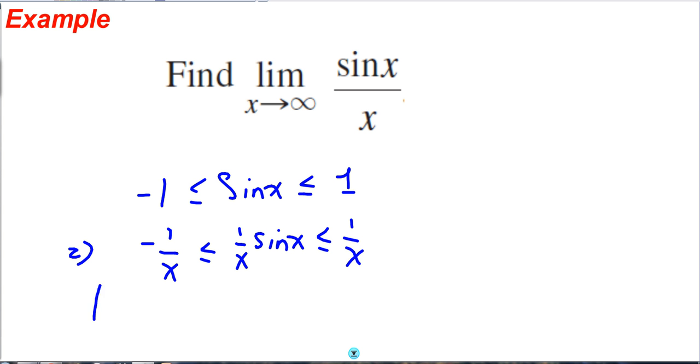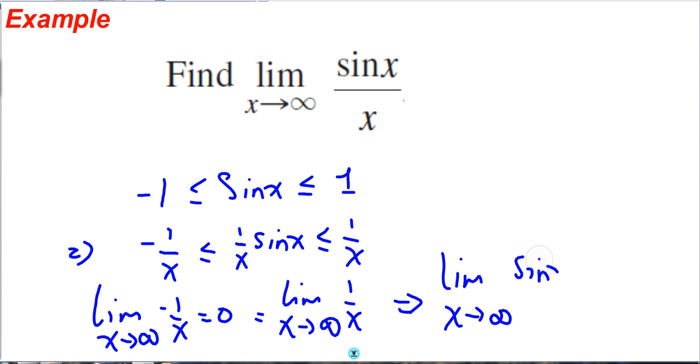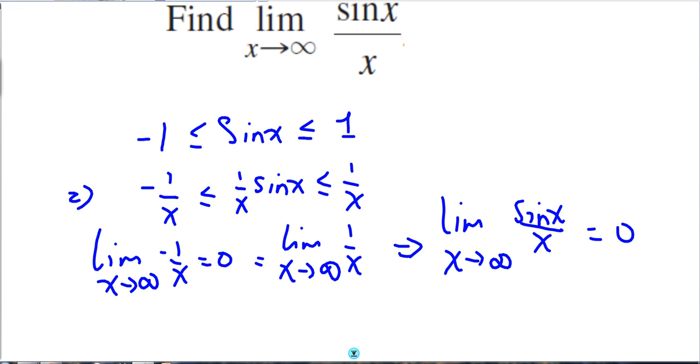Now we know that the limit as x approaches infinity of negative 1 over x is 0, and this is the same as the limit as x approaches infinity of 1 over x. This means that the limit as x approaches infinity of sine x over x, the middle function, should also be 0.